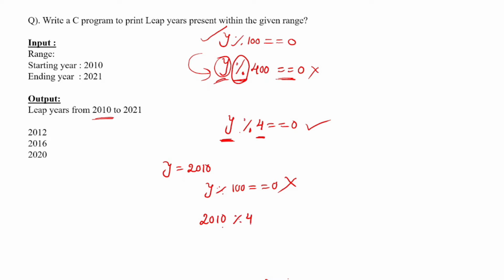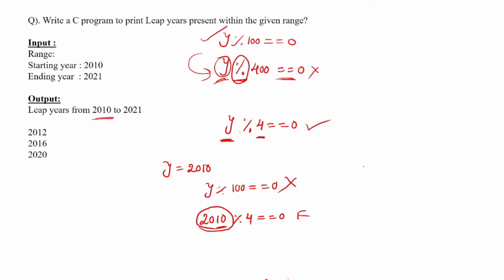See here, the divisibility rule of 4: check the last two digits. 10 by 4, what will be the result? The remainder is 2. The remainder is not 0, so equal to 0 is false. So this is not a leap year. 2010 is not a leap year.